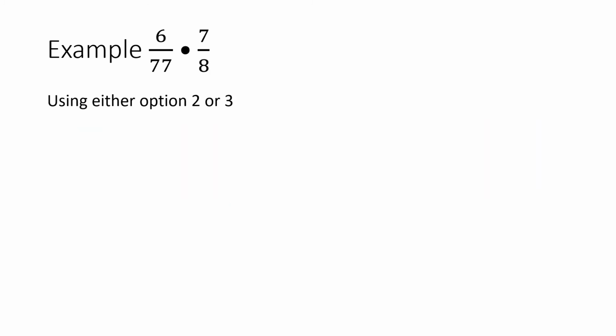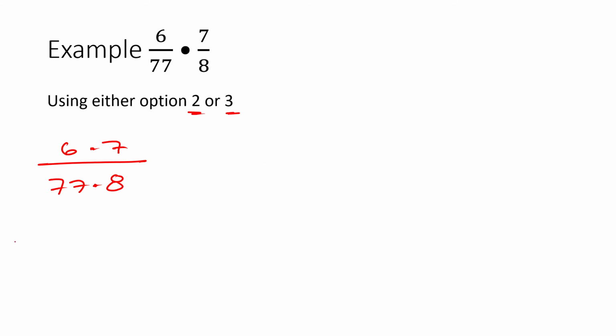So let's try another example. Here we have 6 over 77 times 7 over 8. You can use either option 2 or option 3. Let's try option 3. If you guys didn't know, this is my favorite option, my favorite way to multiply fractions.